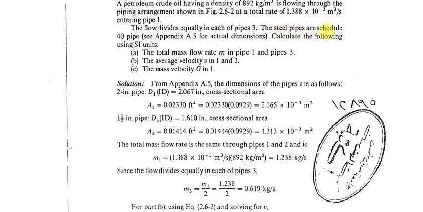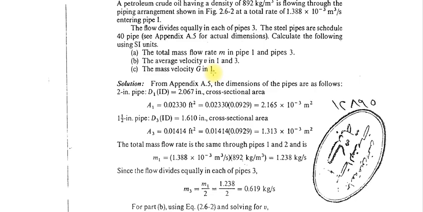The steel pipes are schedule 40 pipe. Calculate the following using SI units. First, total mass flow rate m in pipe 1 and pipe 3, average velocity v in pipe 1 and pipe 3, and mass velocity G in pipe 1. So basically you have to do the material balance, or write the equation of continuity, the macroscopic mass balance for the system.